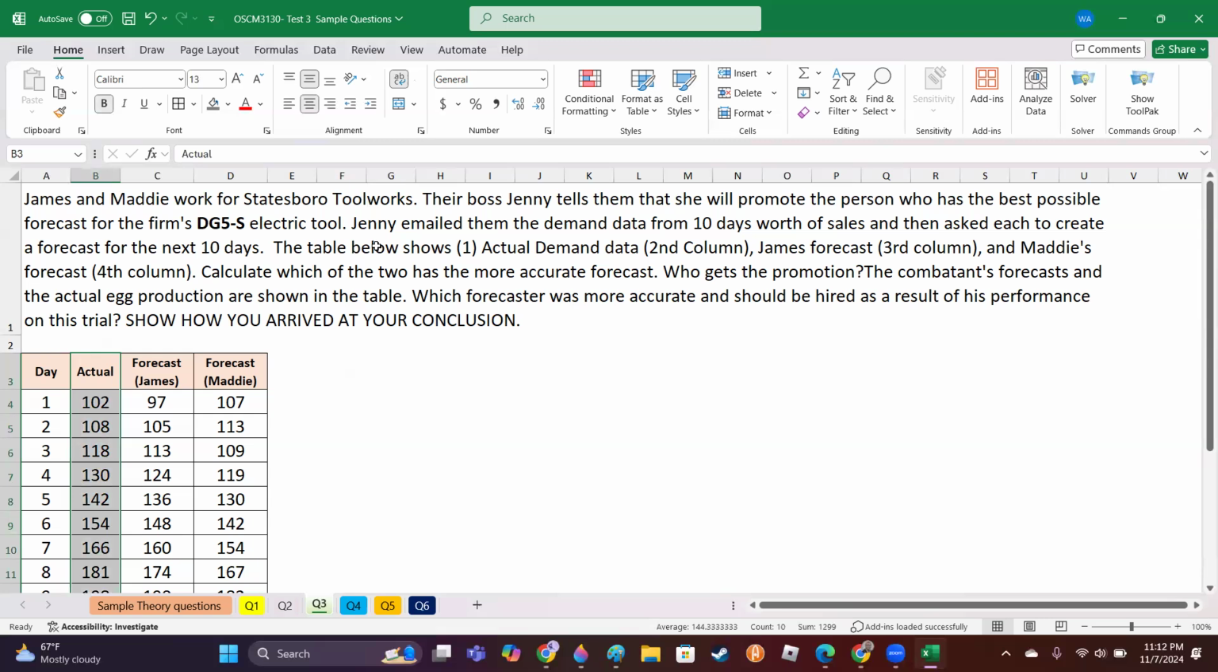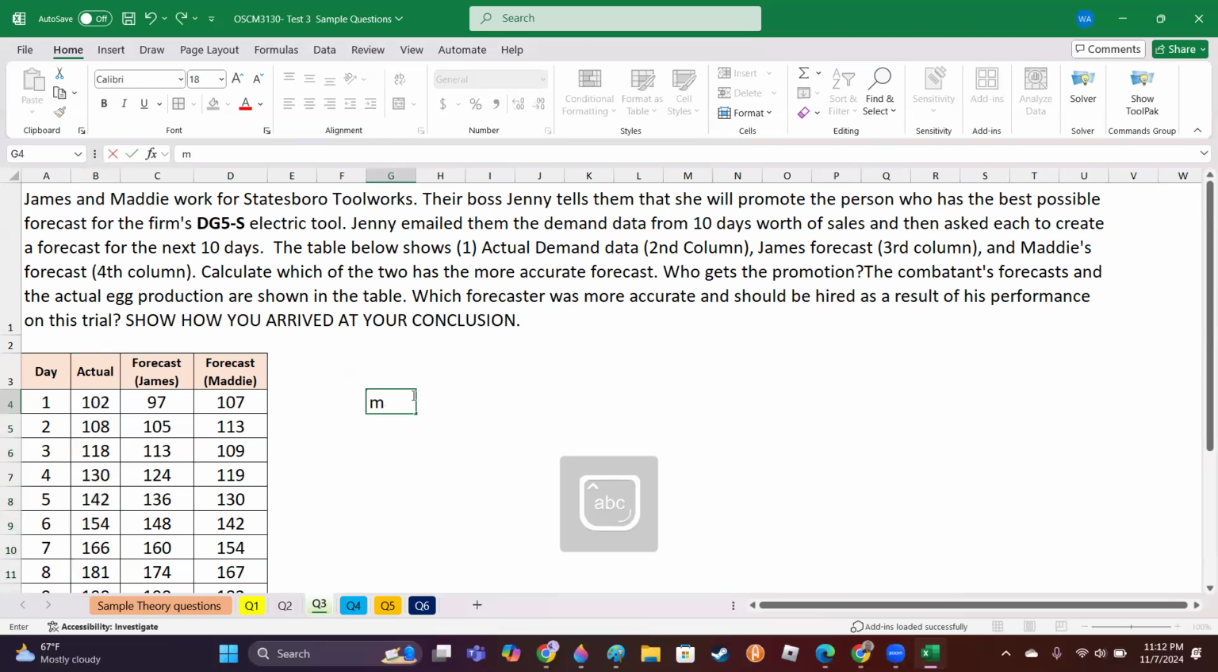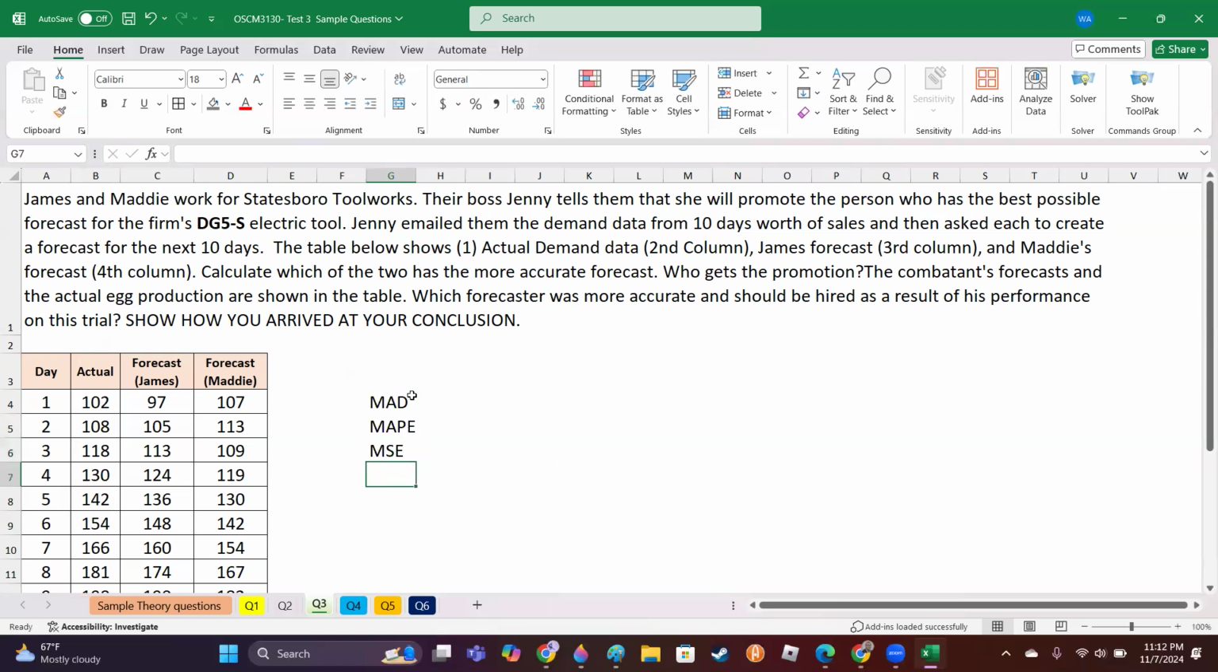Now, with a question such as this, you can either use the mean absolute deviation, or the mean absolute percentage error, or a mean squared error, or a standard deviation approach. Okay, there are many ways to build this cat. I typically prefer to use the MAD approach, but you could use any one of these approaches. So let's go ahead and compare these two guys' forecasts.